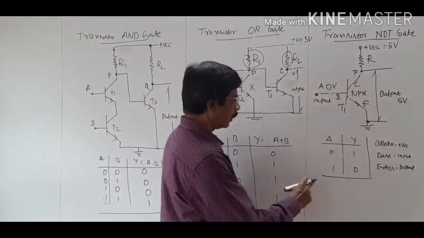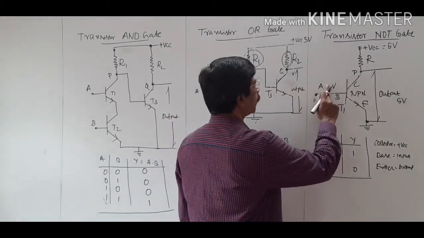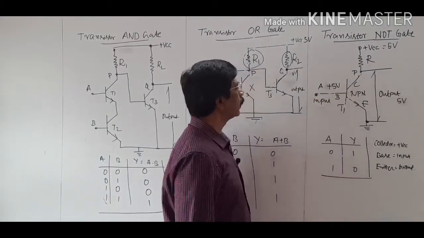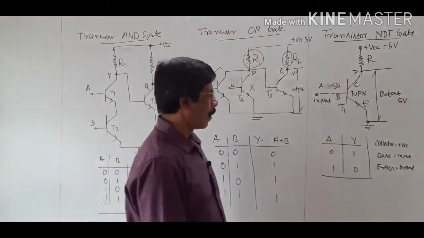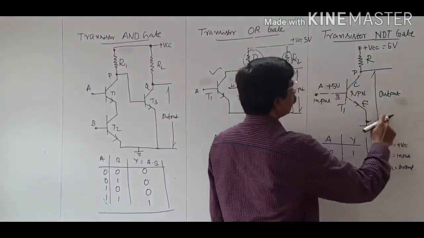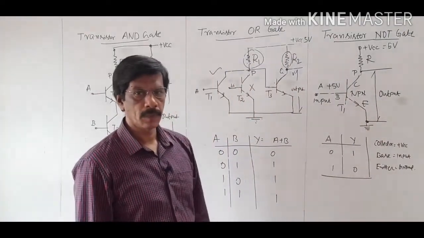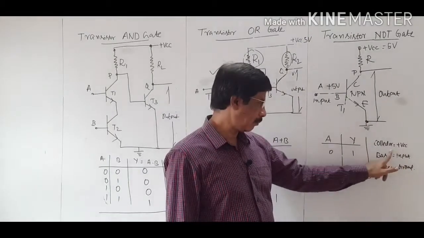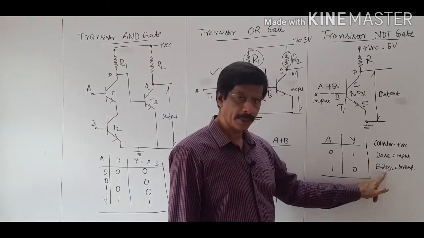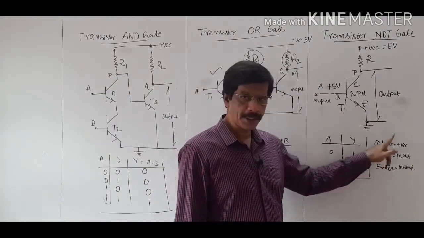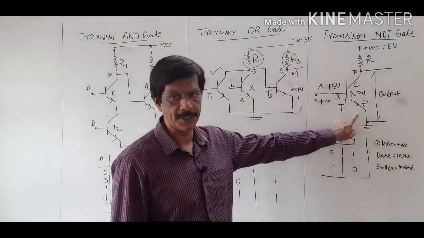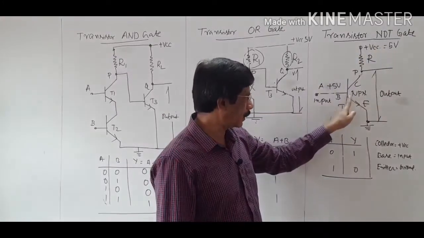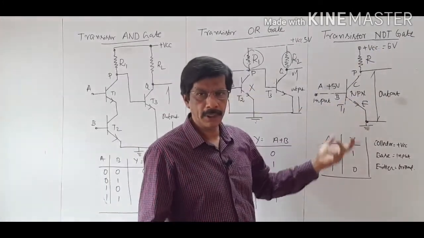The second case, A is equal to 1, which means that you give positive voltage plus 5 volt at the input terminal capital A. Under this case, what happened this transistor? Look at the three conditions. Collector need plus VCC, base need input, emitter need ground. So, all the three conditions are satisfied for this transistor. Input is there, collector is connected to plus VCC, emitter is connected to ground. Therefore, definitely it will switch on.